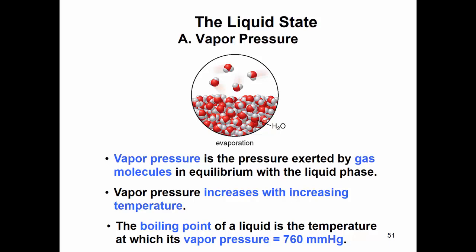All right, the vapor pressure is the pressure that is exerted by gas molecules. This is key here. Gas molecules in equilibrium with the liquid phase. So vapor pressure is going to go up just like any pressure when you increase the temperature. So the boiling point of a liquid is when the temperature reaches the point where its vapor pressure is equal to 760 millimeters mercury or 1 atm.